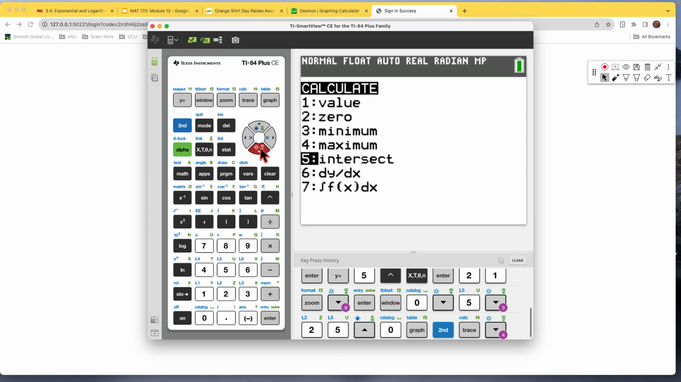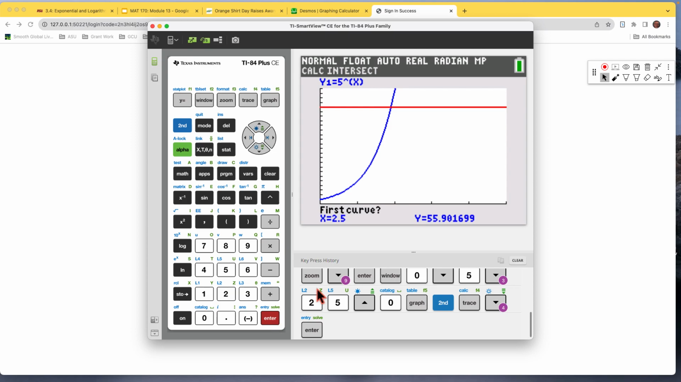Number 5 is intersect. The way that works is it will go to the first curve, and right now it's on the blue curve. You don't see it, but I'm just going to hit enter. It jumped to the second curve. You now see the little cursor. I hit enter, it asks for a guess, I hit enter again, and it gives us the intersection, 1.89166, which was the same thing we got.